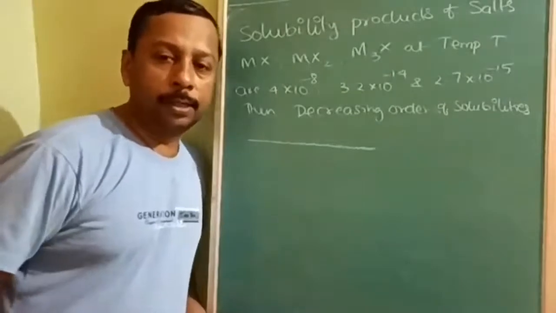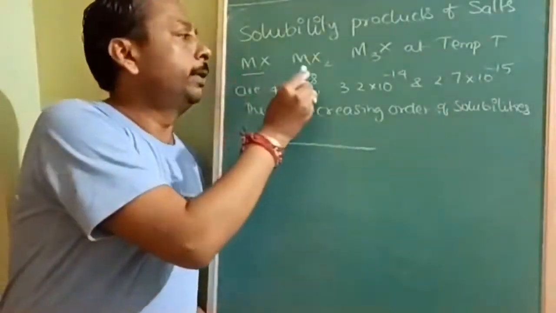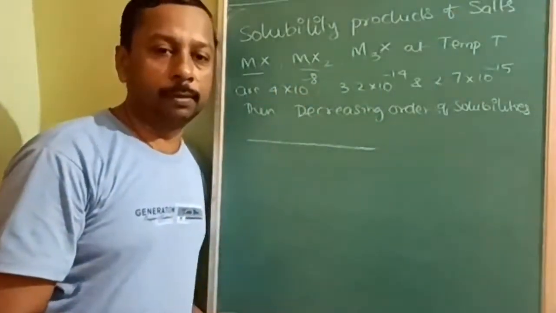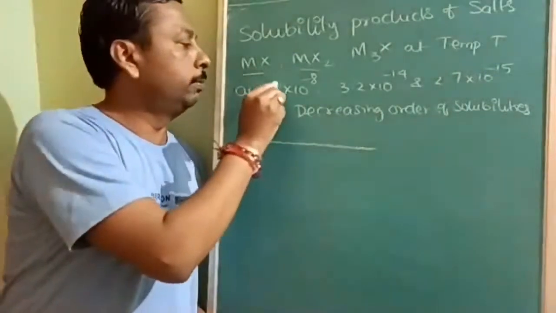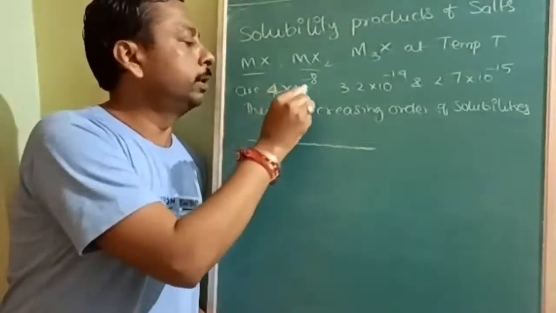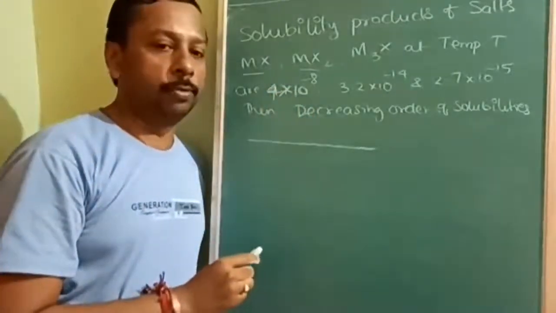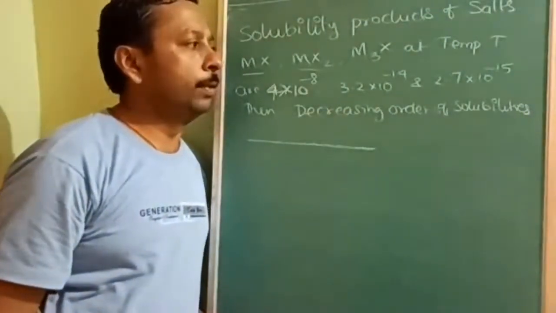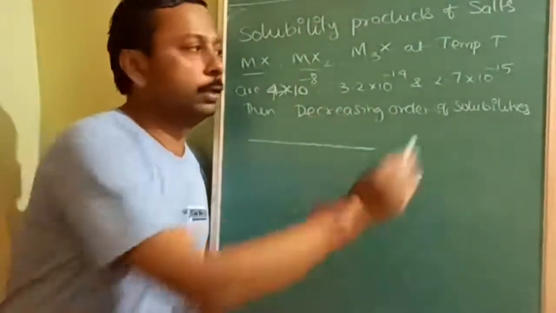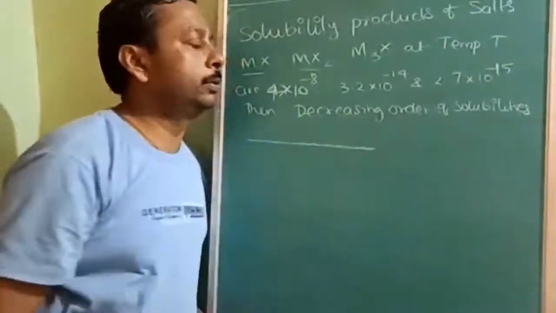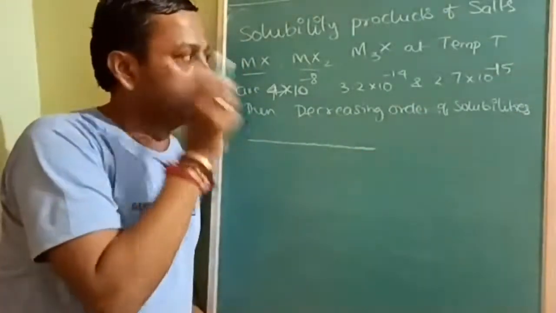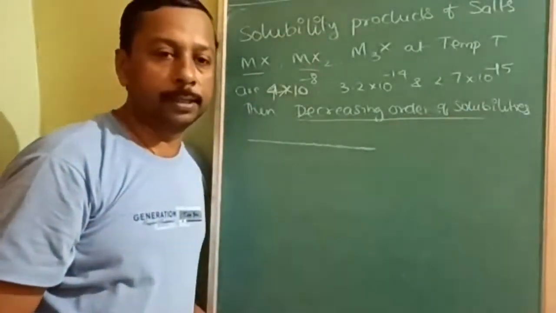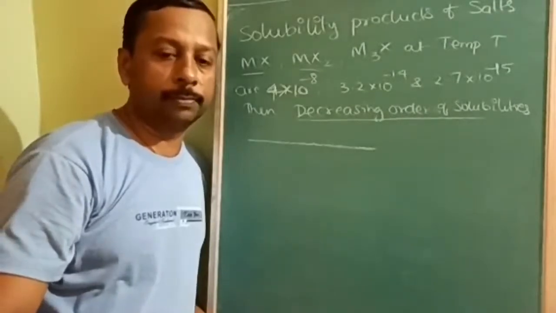Okay, here three salts are given. The first salt is of type MX, the second salt is of type M2X, the third salt is of type M3X. Three types of salts are given and their solubility products are also given: 4 into 10 to the power of minus 8, 3.2 into 10 to the power of minus 14, 2.7 into 10 to the power of minus 15. Okay, these are the three salt types. Now you have to find out the decreasing order of their solubility.